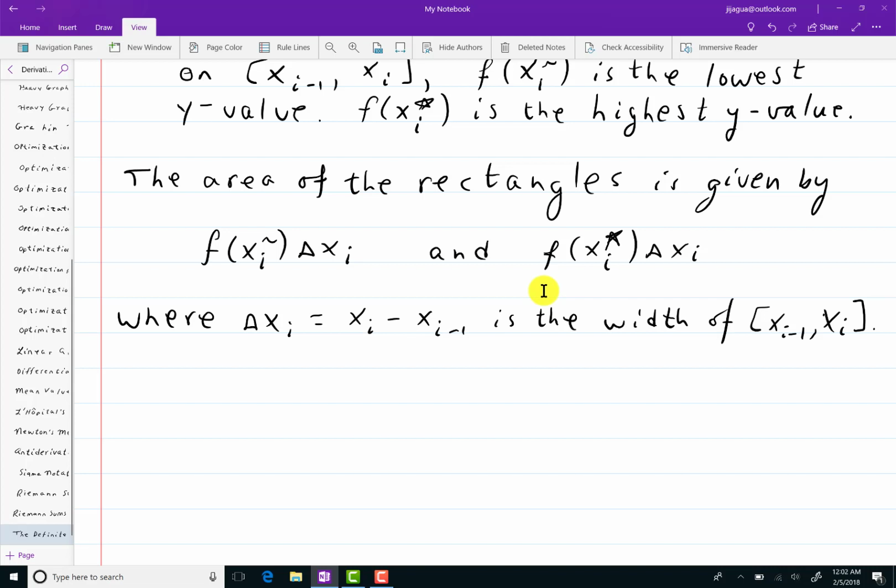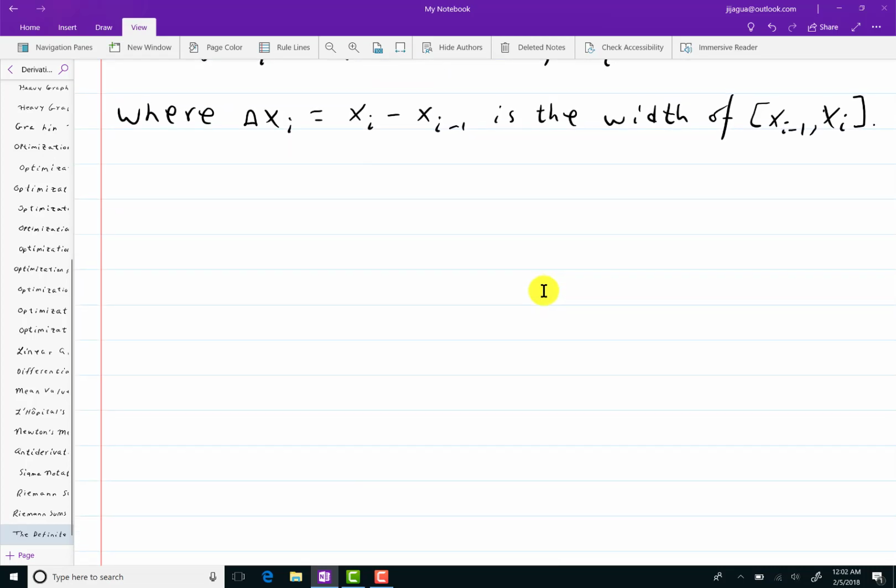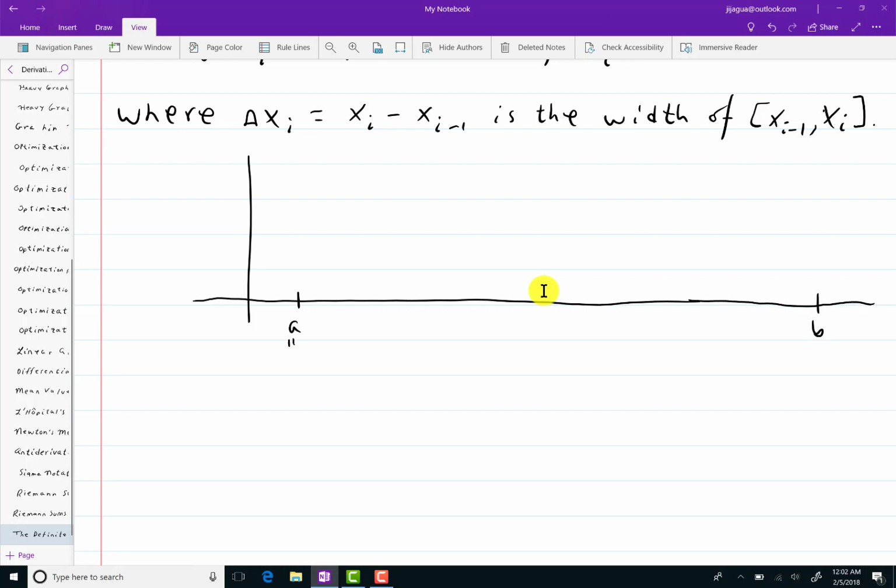All right, so here's what we do. I start and lay down my partition as before. So I've got a equals x sub 0, then x1, x2, dot, dot, dot, x sub i minus 1 to x sub i, and so on. And the graph, of course, hovering over it.